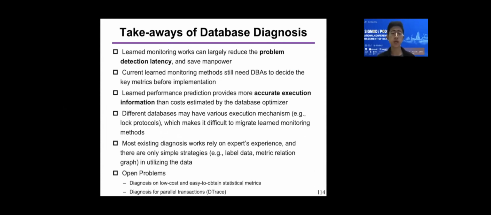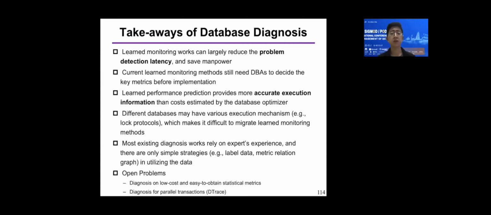So in summarization, load monitoring works better and can largely reduce the problem detection latency and save manpower. And the current learning-based monitoring method still needs DBAs to decide the key metrics, and they cannot automatically decide which metrics are important in different scenarios. And learning performance prediction provides more accurate execution information than the cost estimated by the database optimizer, because they can consider more execution-related features and the correlations between the physical operators.